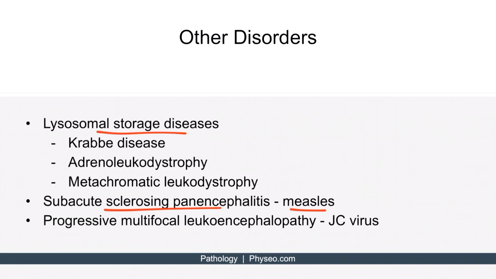Finally, progressive multifocal leukoencephalopathy is a complication of a JC virus infection. It causes demyelination of oligodendrocytes and is a rapidly fatal condition. And again, we discussed this in more detail in our microbiology video on JC virus.